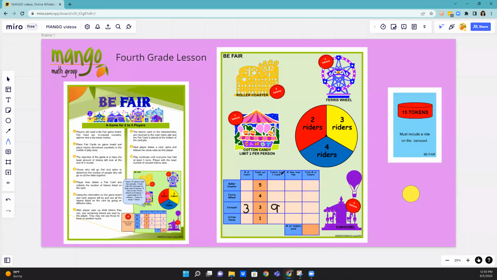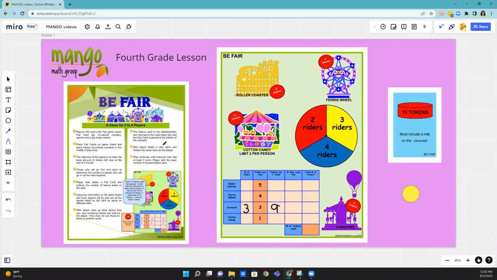And that's our first round of rides that we went on. We used 9, but we have a total of 15. So how many tickets do we have left? Students have to figure that out. In this case, it's going to be 6. So then they have to determine what they can ride on the second time that is going to use up those last bit of tokens.